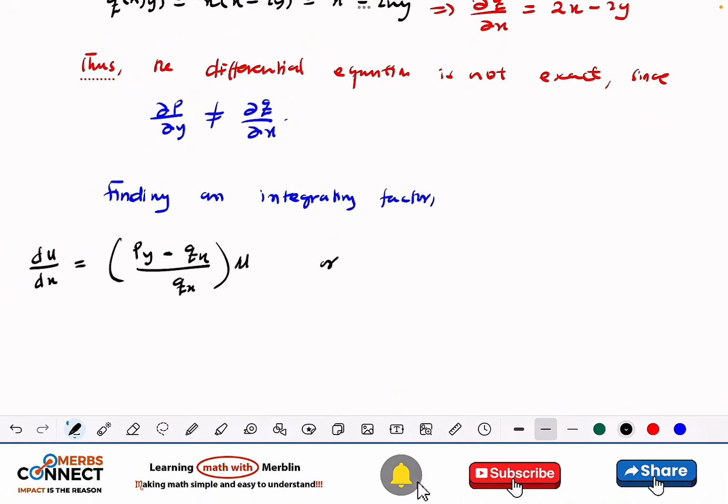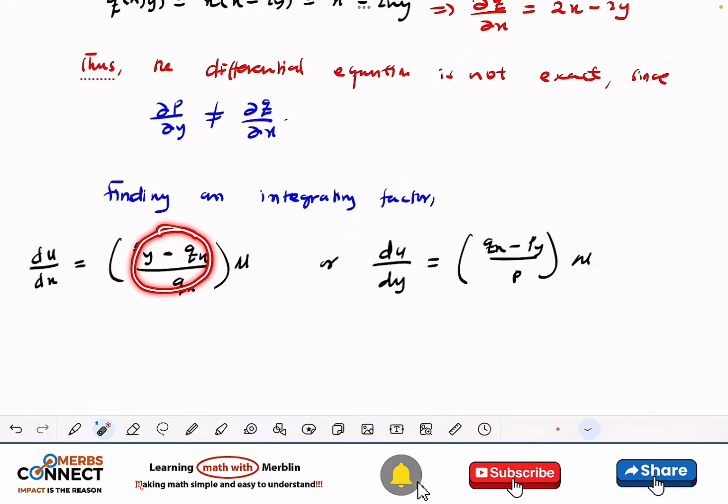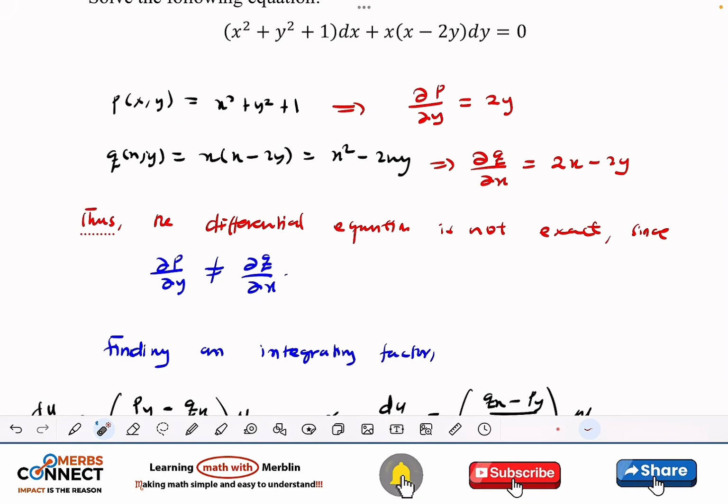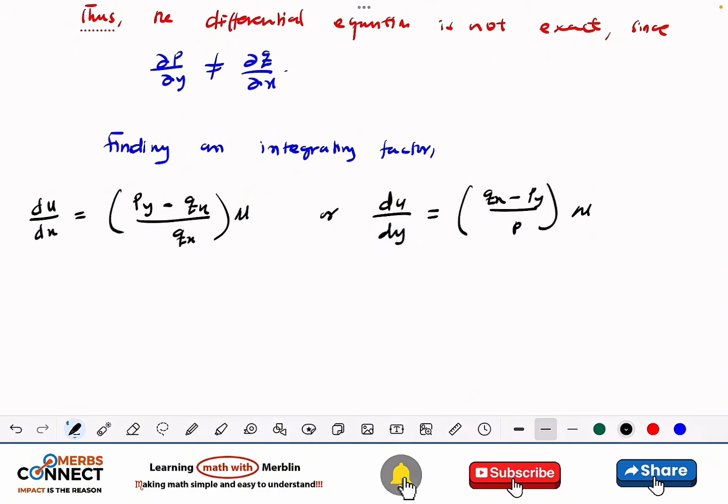Or we can pick mu with respect to y, and this will be (k of x minus p of y) divided by p, and then mu. So one of them should work. But for one of them to work, we need to pick the one in the parentheses and work with them and see which one is going to work. Now don't forget, this is the same as p of y, and this is the same as k of x. So let's do that. Let's pick the first one here.